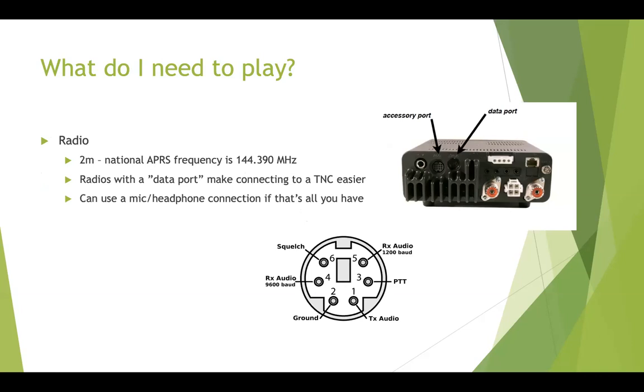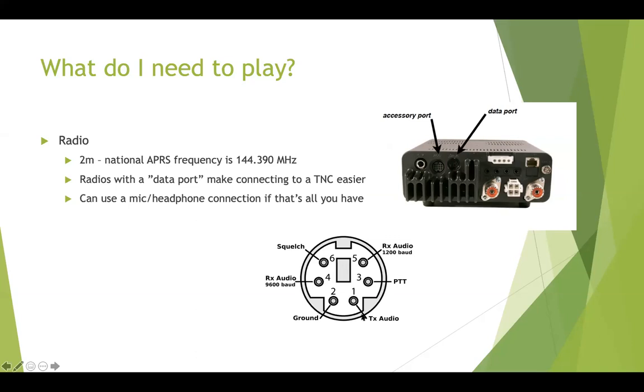If you get a radio that has a data port, that makes connecting it up to a TNC a lot easier, because the data port will give you that pre-discriminator, pre-squelch signal and allow the TNC to activate the PTT on the radio to send traffic. So what that typically looks like is one of these DIN 6 connectors. It could be a different type of connector. It could be a DB9 or DE9 or something like that. But typically it's going to be one of these DIN 6 connectors.